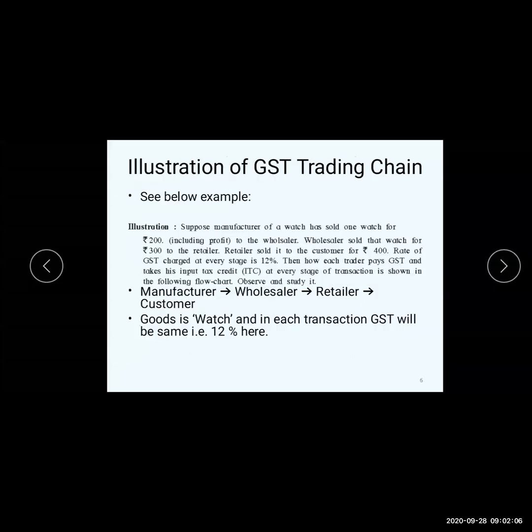I am giving you one example of how GST is applied in the trading chain. So now see here, illustration. Suppose the manufacturer of a watch has sold one watch for rupees 200, including profit, to the wholesaler. The wholesaler sold that watch for rupees 300 to the retailer. The retailer sold it to the customer for rupees 400. The rate of GST charged at every stage is 12%. Then how each trader pays GST and takes his input tax credit at every stage of the transaction is shown in the following flowchart.